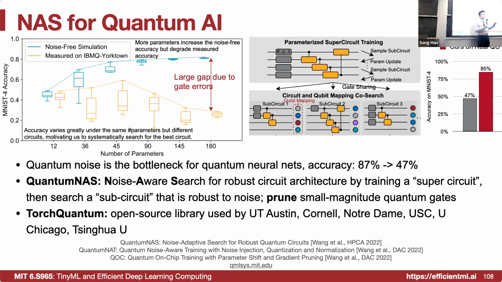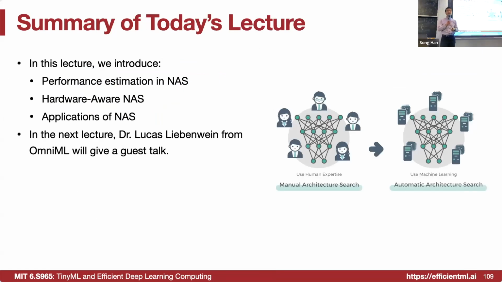It may not have the most number of gates, because a fewer number of gates will have less noise, but fewer gates also have less capacity. So by using this new architecture search technique, we can actually improve the accuracy from 47% all the way to about 85%. Still at an early stage, right? Only 85%, but it's a big improvement. And we have open sourced this library. Feel free to try that. We are going to have about 3 lectures toward the end of this semester to talk about quantum and quantum neural nets. All right, so here's a summary for today's lecture.